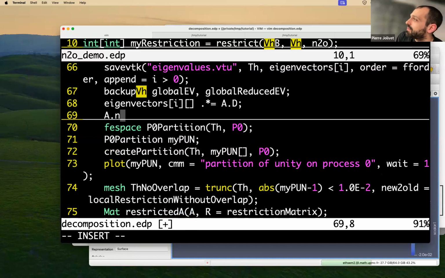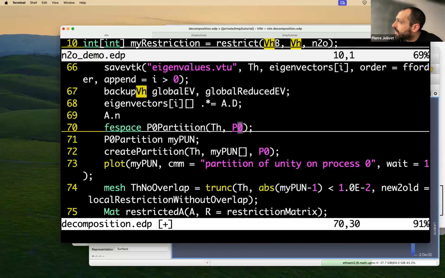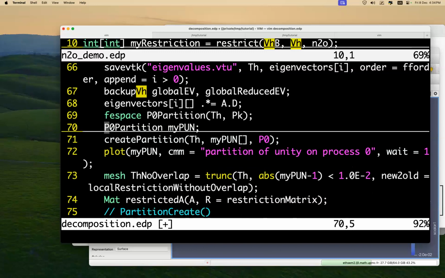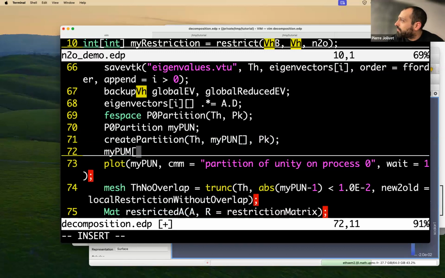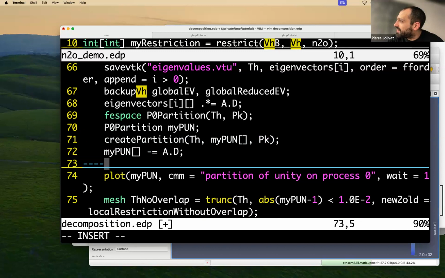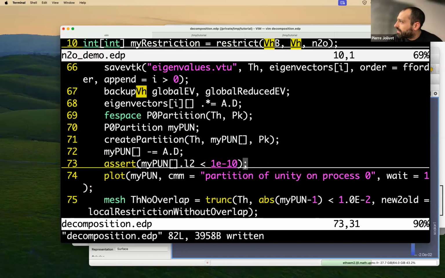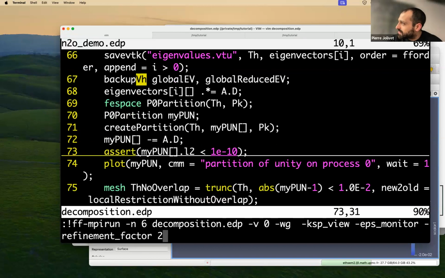In this case, there is no connection, but if you use the same finite element space, for example, if you do this, this is a very fun test. If I do my PUN minus A dot D, this should be really small. If it's not, then there is a bug. Assert my PUN dot L2 lower than 10 to the power of minus 10. Okay, I'm crossing my fingers.